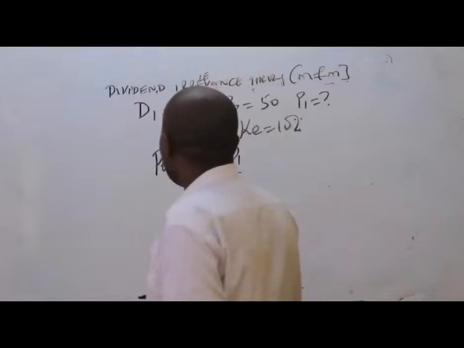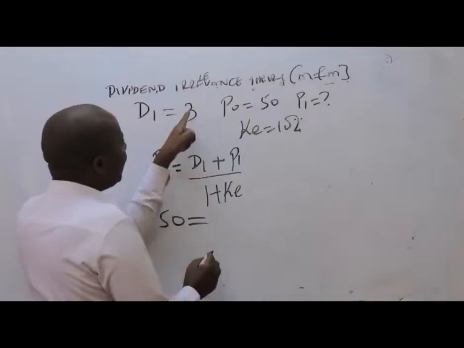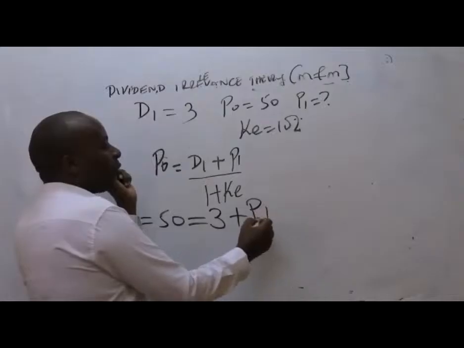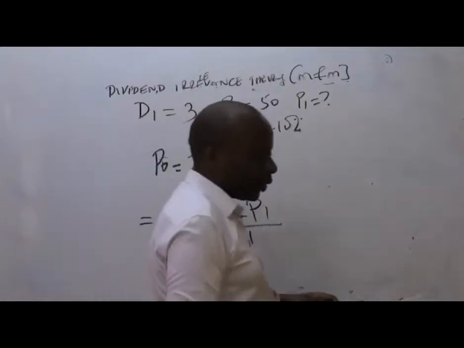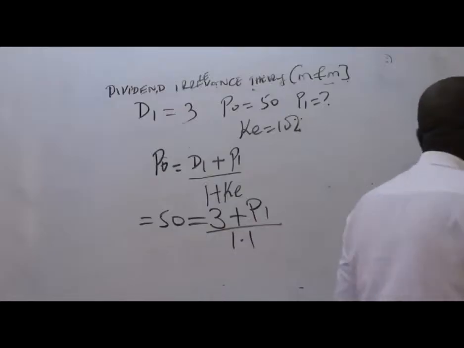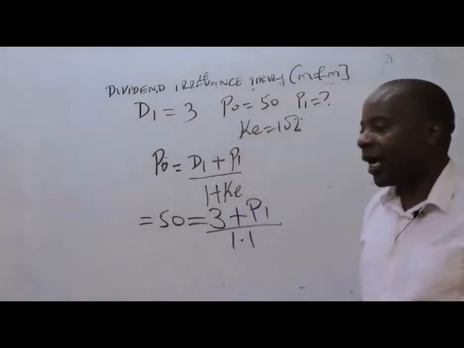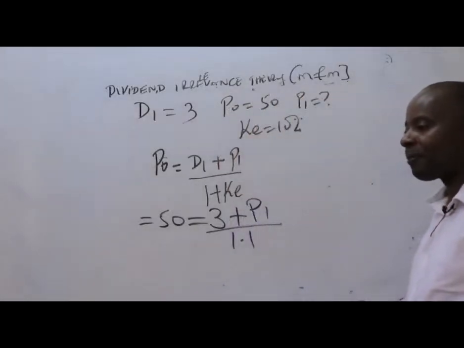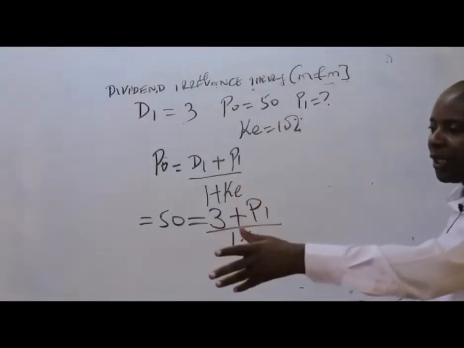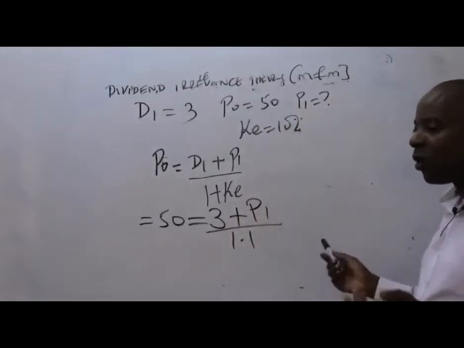Ladies and gentlemen, if that is the case, then my P0 here should be 50 equals D1 that they would want me to declare this time round, which is 3, plus P1 that I do not know, all over 1.1. I don't know whether they are able to see where I got my 1.1 from. Yes, they have even gone ahead to give me the answer, so they must have seen for sure where I got the 1.1 from long time ago.